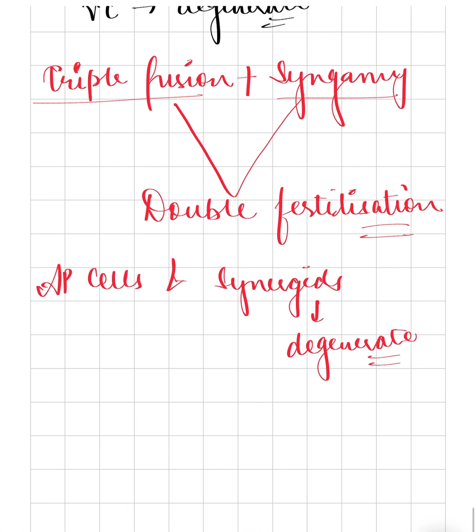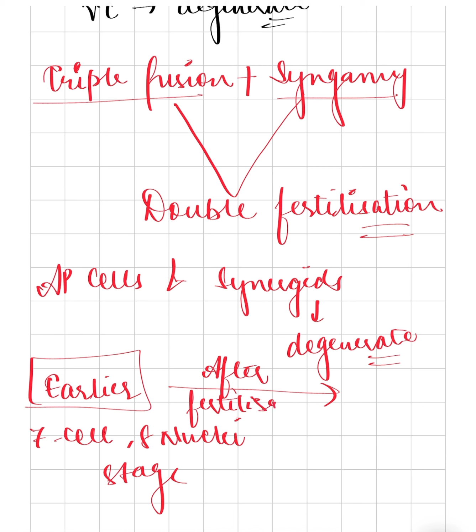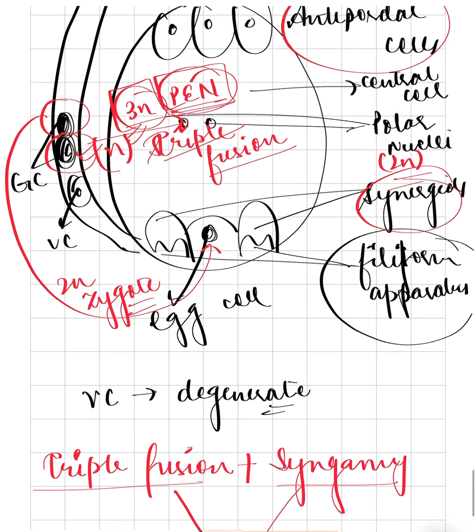Now let us understand what was the condition of the female gametophyte earlier. So earlier we had 7 cell 8 nuclei stage, but after fertilization there will be a zygote and primary endosperm nucleus. This is all about fertilization in plants.